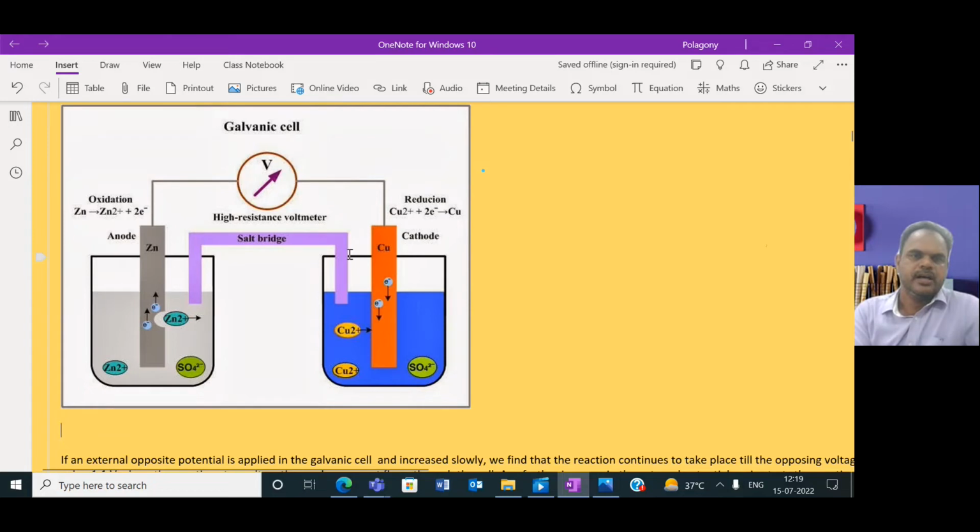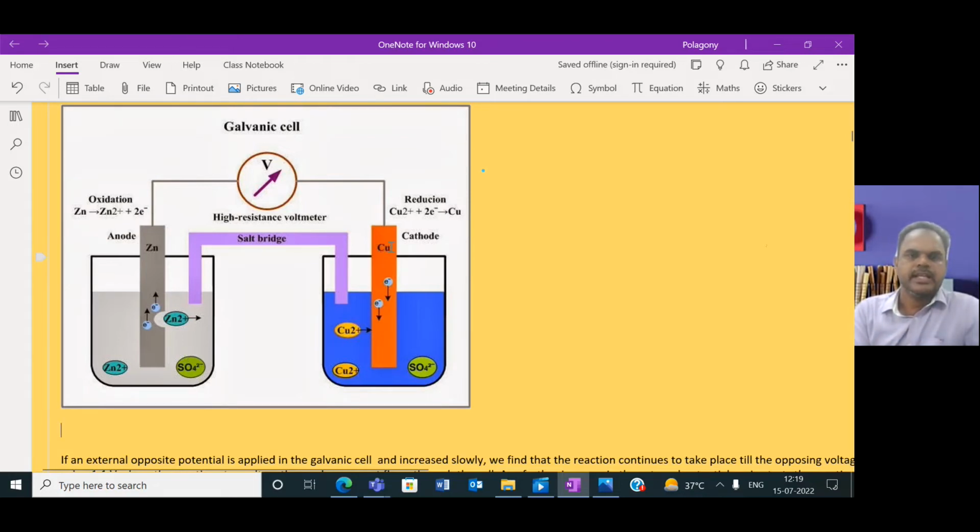So the salt bridge is the connector between the two half cells, making the two half cells a complete cell. The anode is connected to the cathode by a wire through a high resistance voltmeter. When we connect the zinc anode to the cathode through the voltmeter, and the salt bridge is connecting the two half cells, the circuit is completely made. Then the zinc placed in the zinc sulfate solution undergoes oxidation.